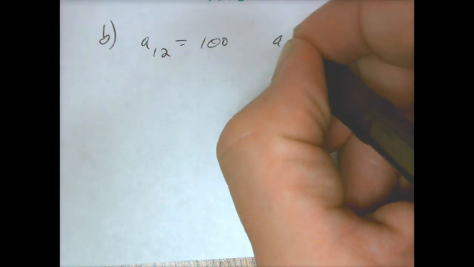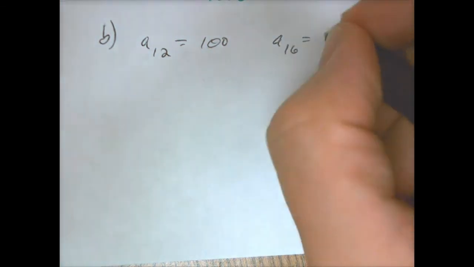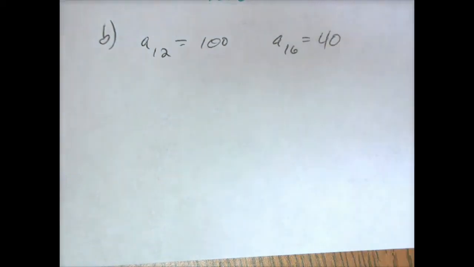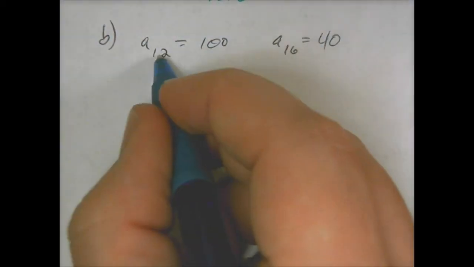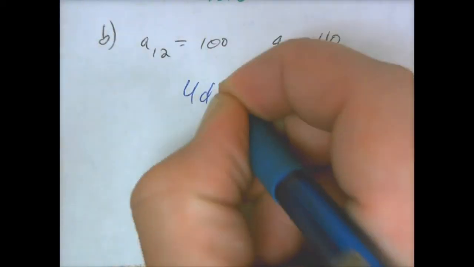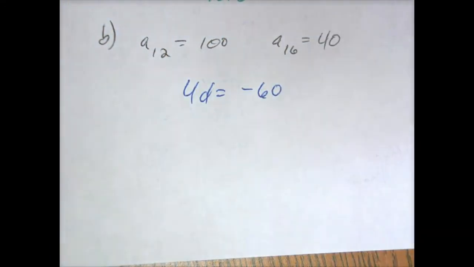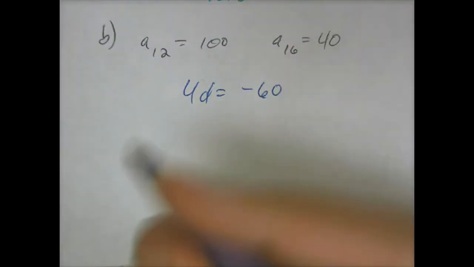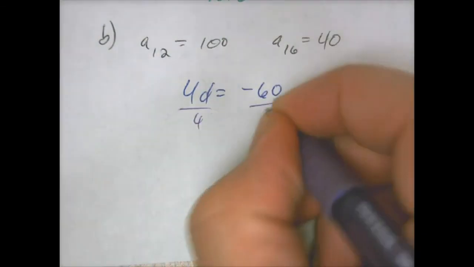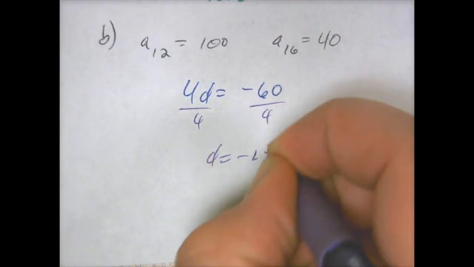100, 16. What do you guys want to make it? 40? Let's make it 40. Beautiful. So in this one, notice between 12 and 16, we have 4 times the difference. 100 minus 40 is negative 60. It went down 60, so my difference then, if I divide by 4, difference should be negative 15.